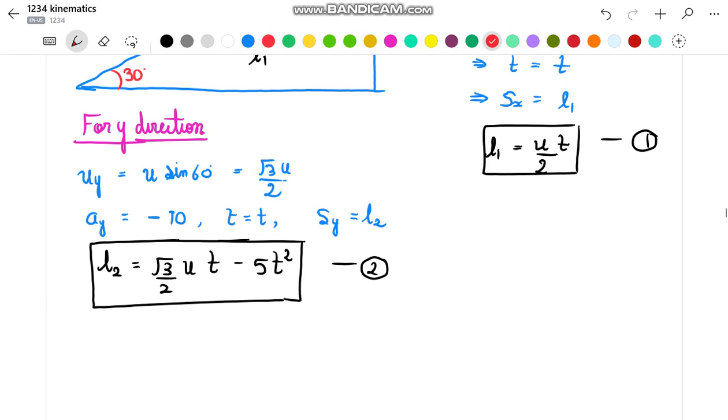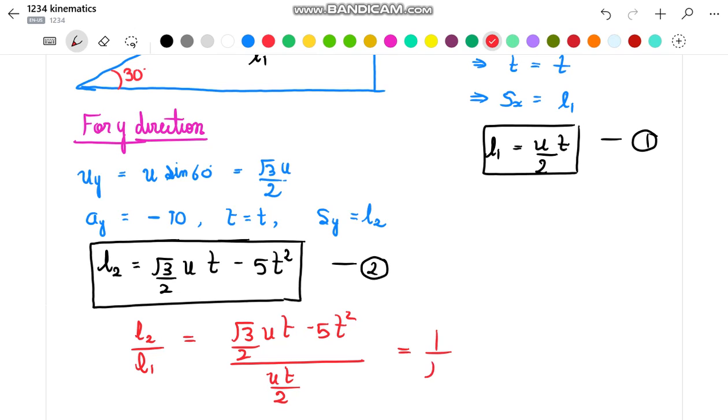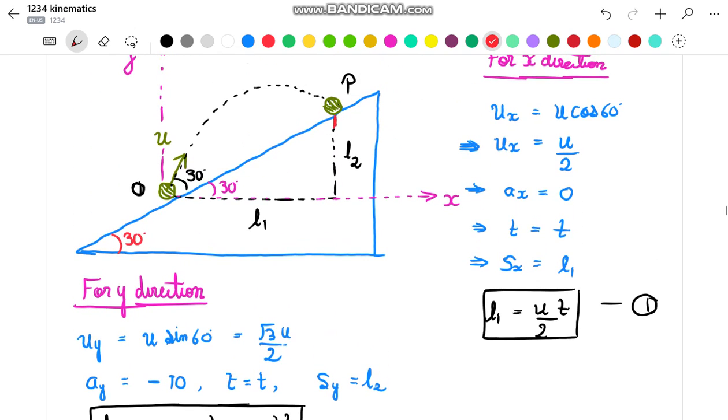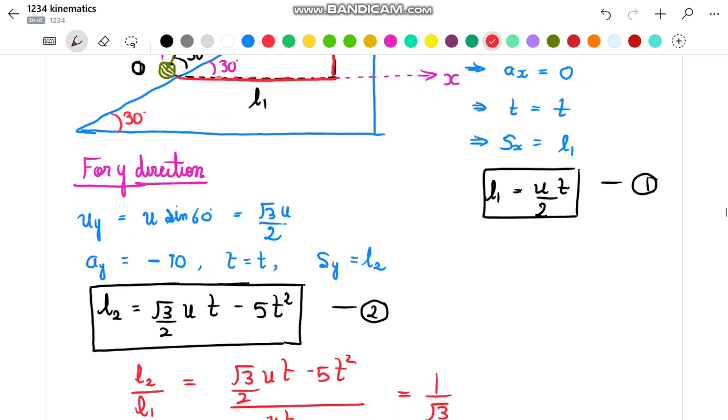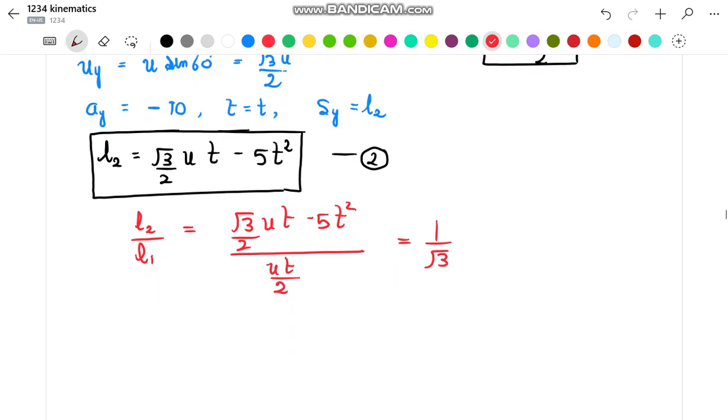Now if I divide equation 2 by equation 1, I will get the value of L2 by L1, which is equal to the whole divided by ut divided by 2, and this value has to be equal to tan 30 degree, that is 1 by root 3, and this can be derived from this particular diagram. This conclusion can be derived from this particular diagram where I can directly see that the value of L2 by L1 will be equal to tan 30 degrees.